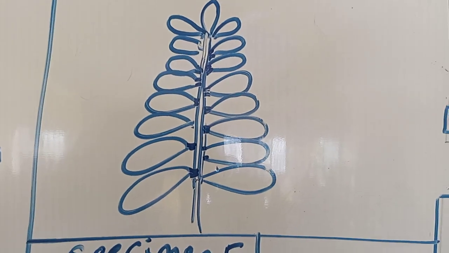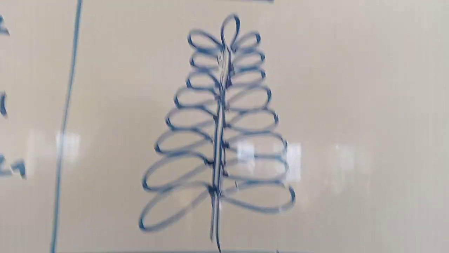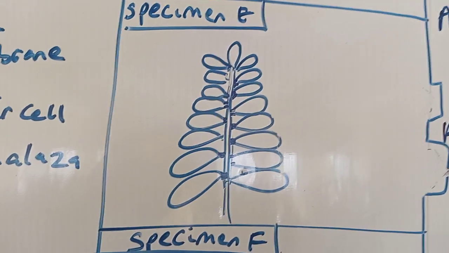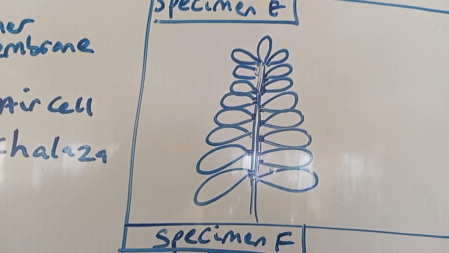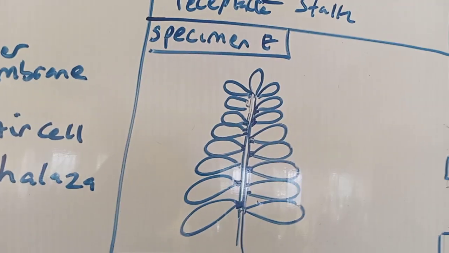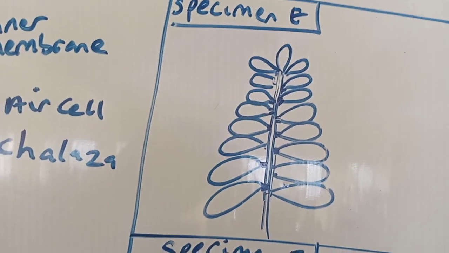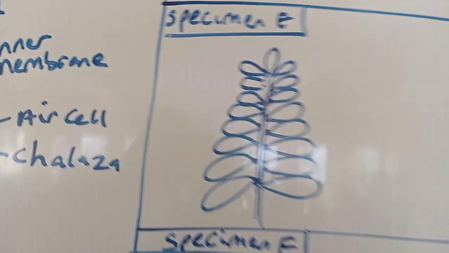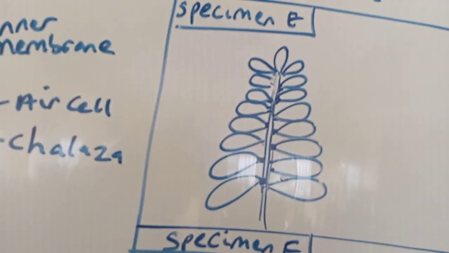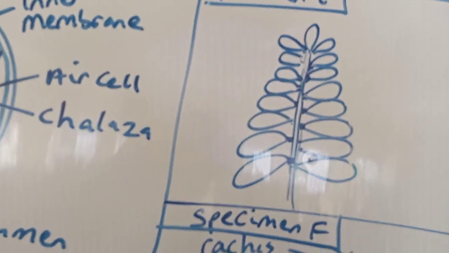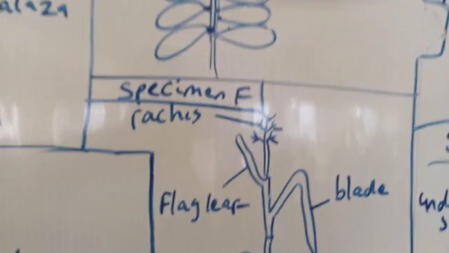Number 1, it helps the process of photosynthesis because of the chlorophyll. Number 2, it helps in exchange of gases through the stomata. And lastly, it helps in losing excess water through transpiration. So that's basically it. Let's go to specimen F.